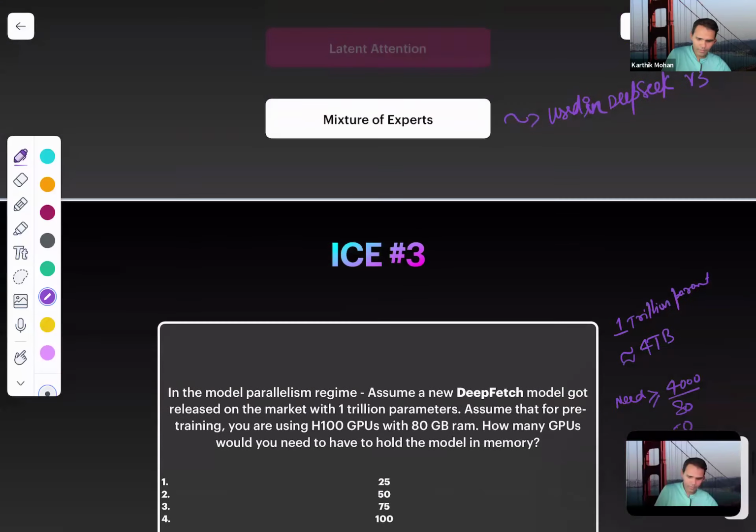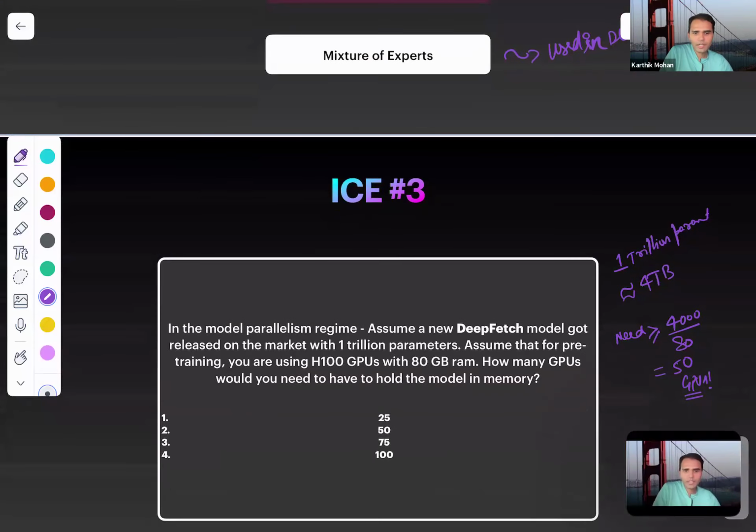Okay, we're done with this component. I want to cover DeepSeek, but maybe we'll do it next lecture, because I do want to go through a notebook walkthrough and give you guys some time to do your in-class exercise. Let's just go through that.